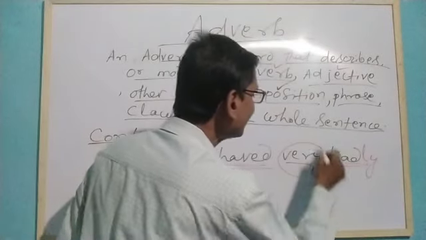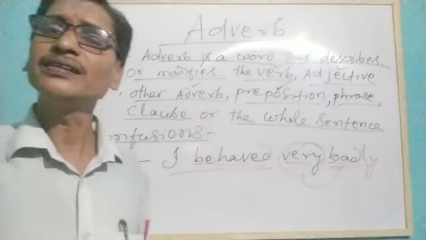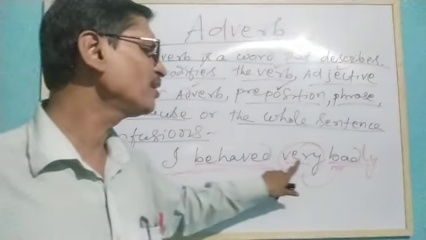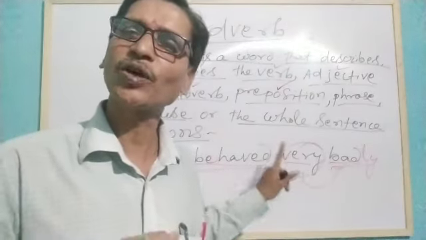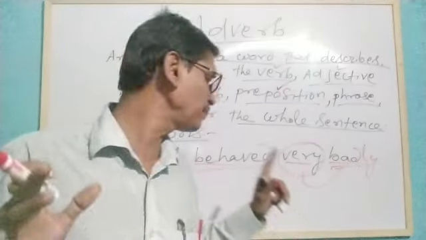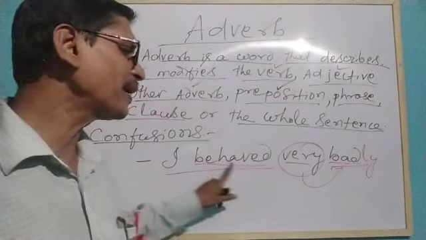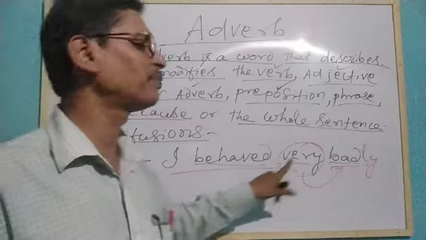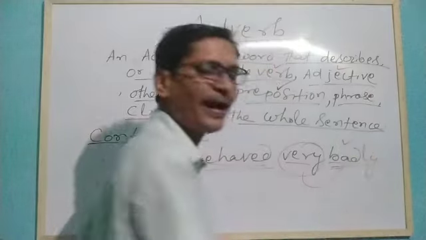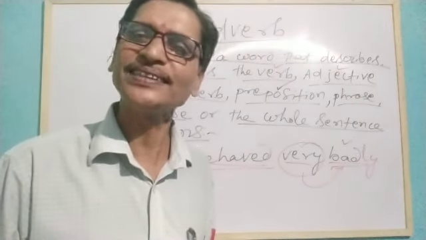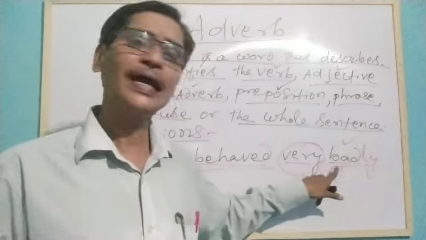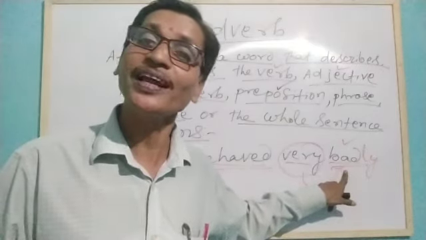Here very is again enhancing this adverb. So we should write I behaved very badly, which is correct. I behaved badly is correct. We cannot write I behaved bad. I behaved badly. I behaved very badly. How much badly? So it should not be bad, it should be badly. Understand? So we can enhance the meaning of an adverb or an adjective, not a noun.